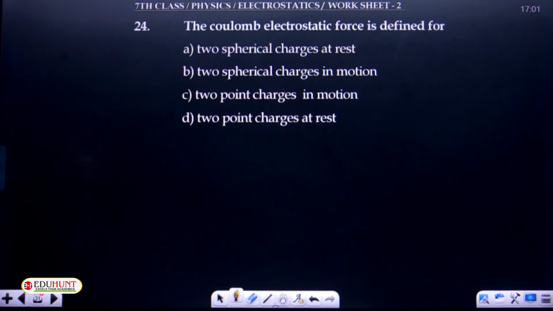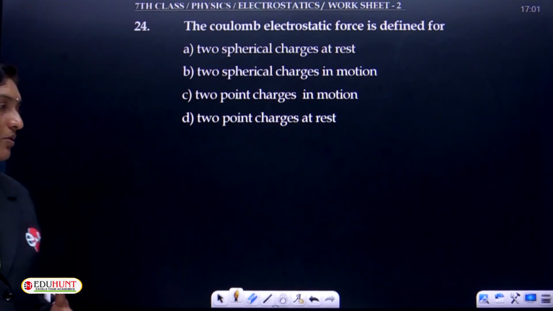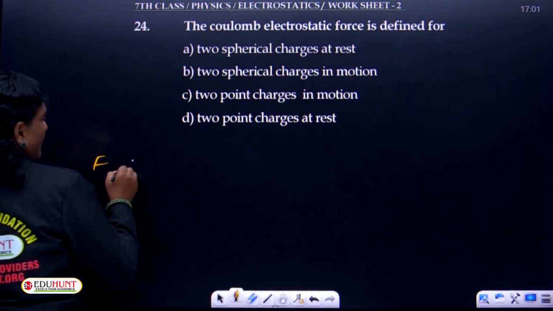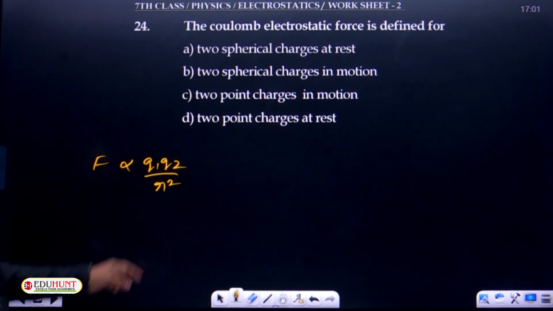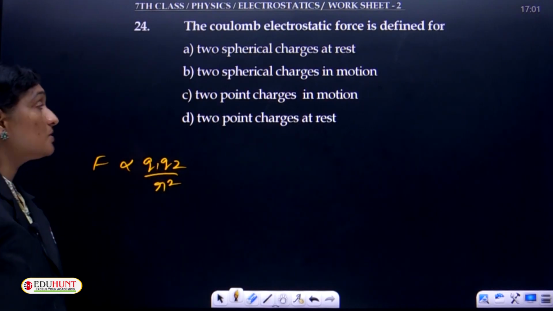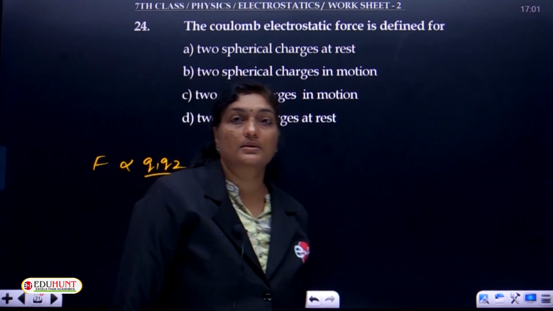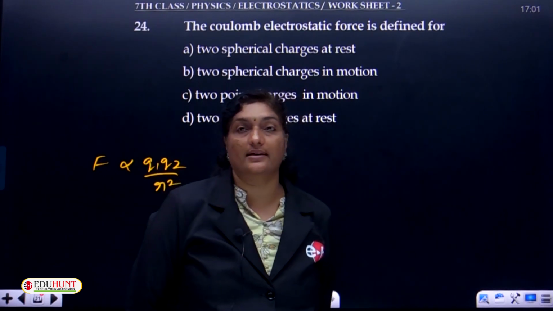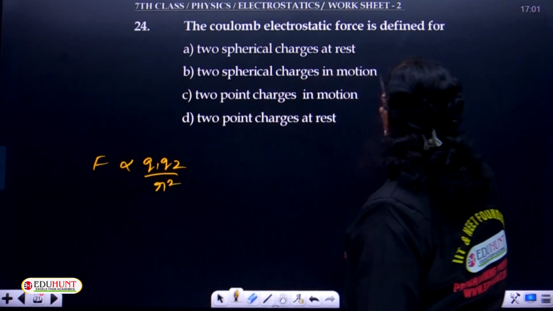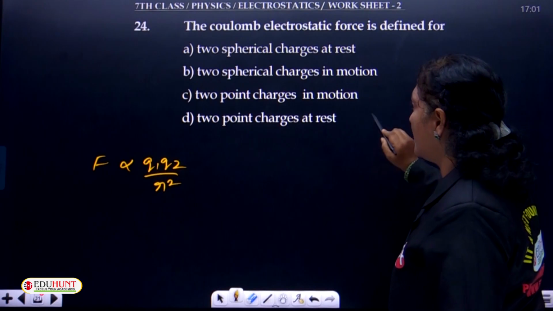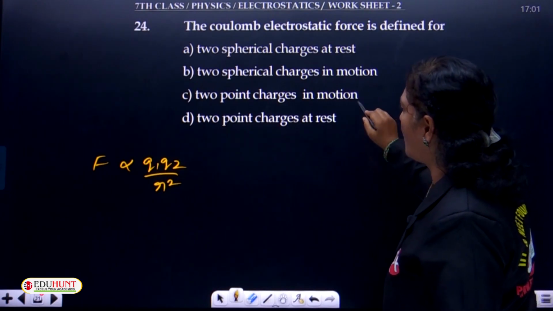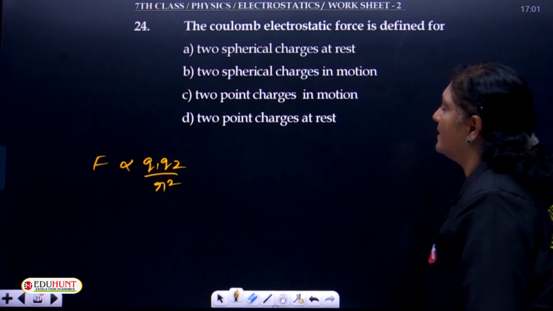Now, moving to the next one, that is the 24th question. The Coulomb's electrostatic force is defined for. So, Coulomb's force defines that F is directly proportional to Q1 Q2 by R square. So, how many charges are we considering? 2 charges. So, the Coulomb electrostatic force is defined for 2 spherical charges, is it at rest, in motion, point charges in motion, or 2 point charges at rest?